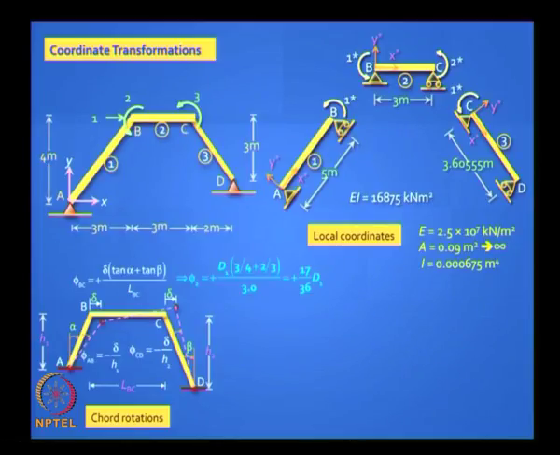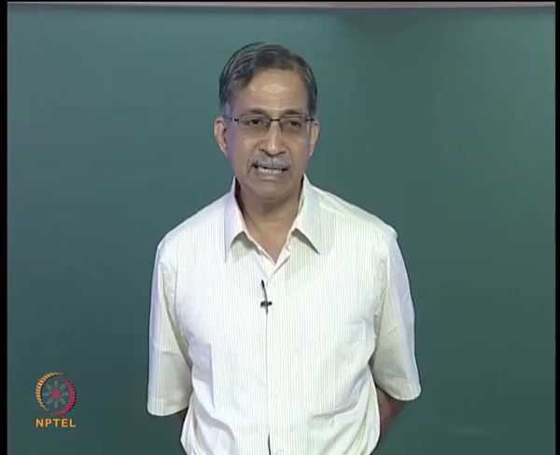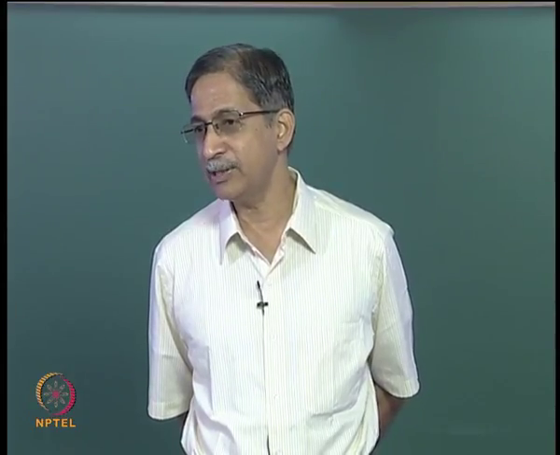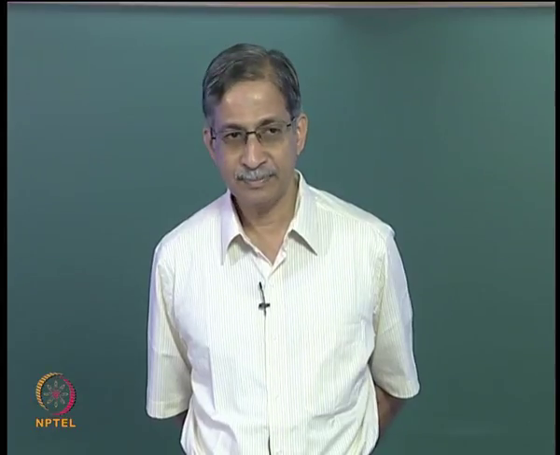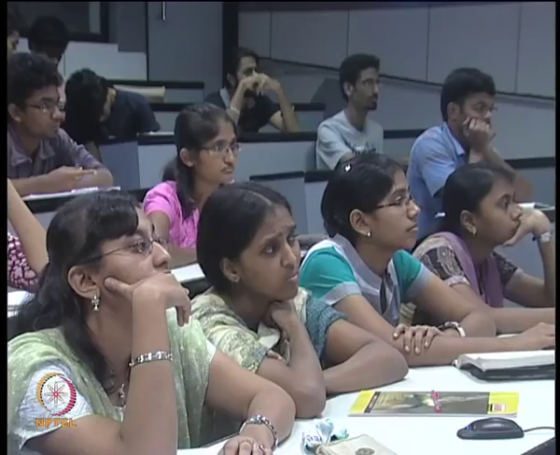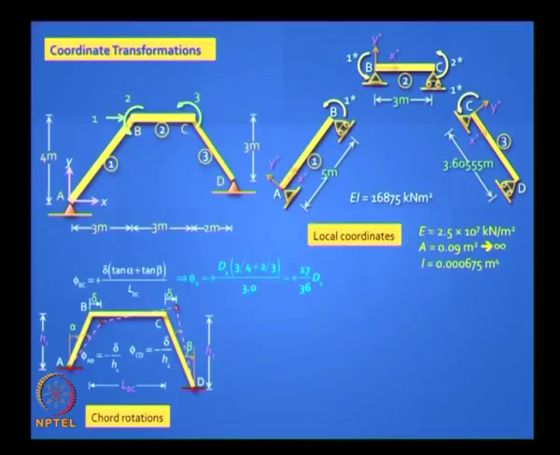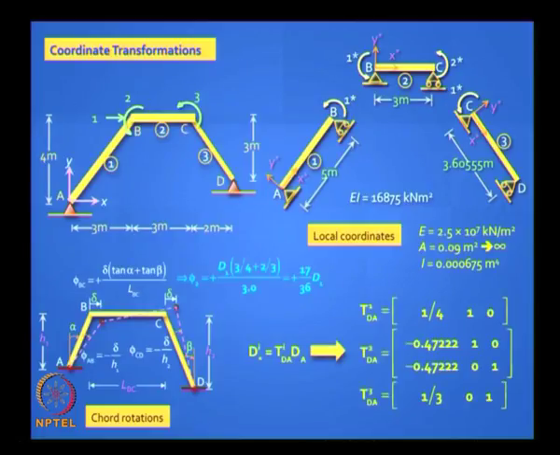We put a positive sign because you are getting an anti-clockwise chord rotation for element 2, but please note for elements 1 and 3 the chord rotation is clockwise, and it is given by delta by the respective heights. Now can we write down the TD matrix? We can. So the TD matrix for the 3 elements is as shown there.